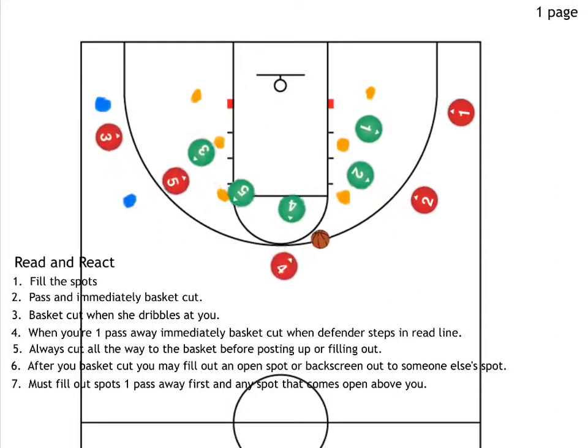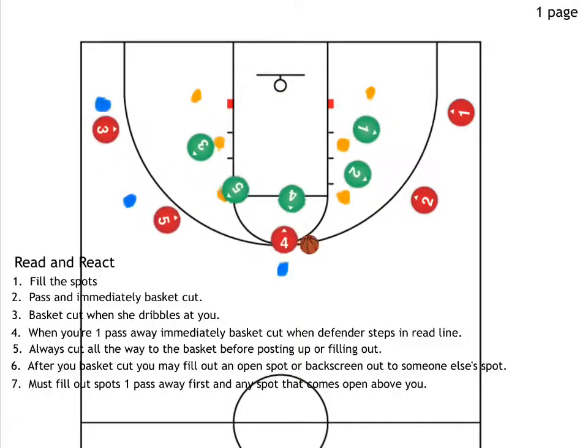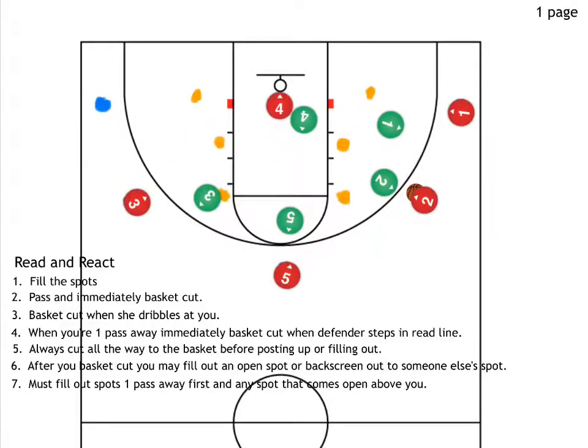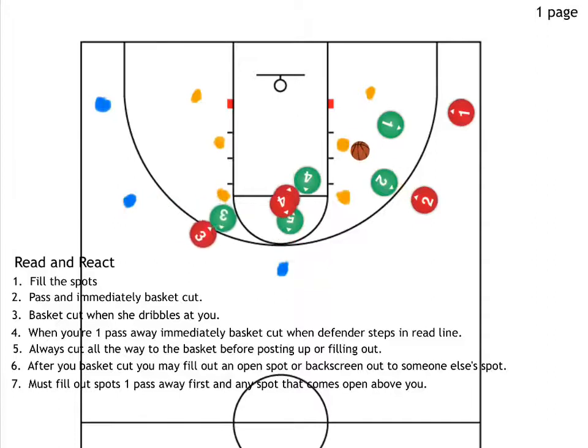So let's just see what this looks like here. 4 passes and cuts. 5's just rotated to fill the point. 4 sees 5's come to the point. She's going to back screen for her, and we get her on the back cut for a score.